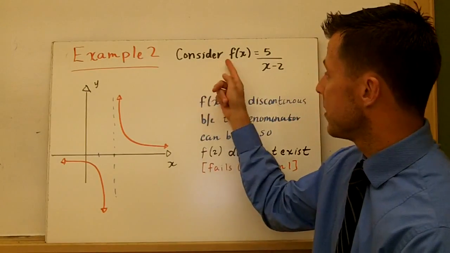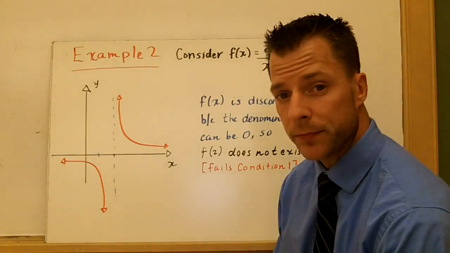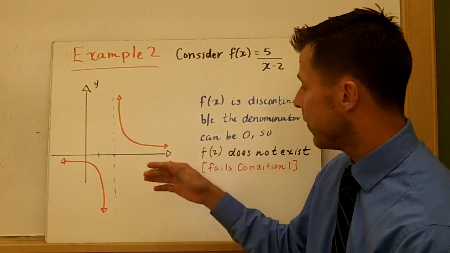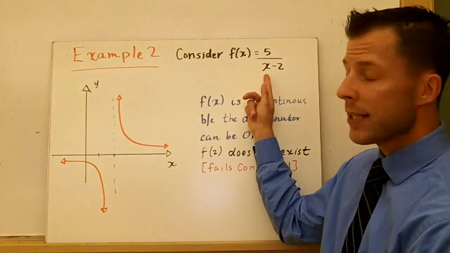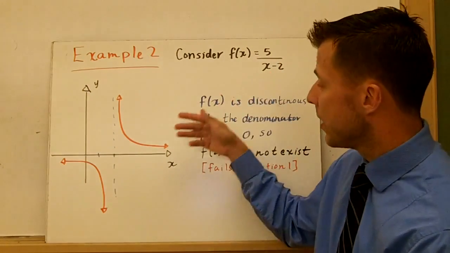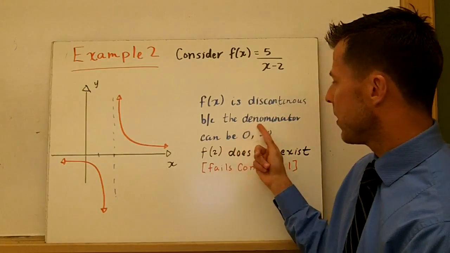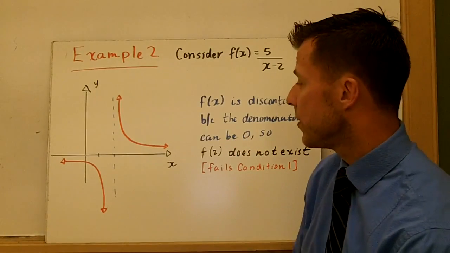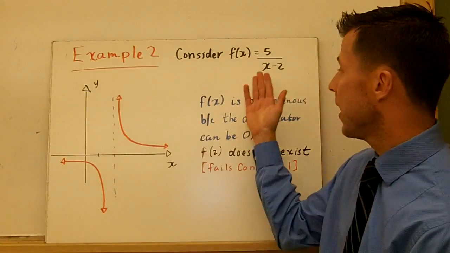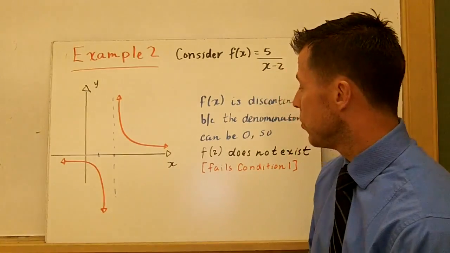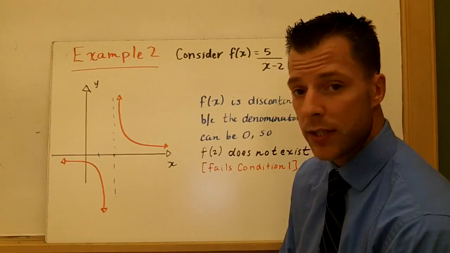Okay, in example 2, let's consider the function f of x equals 5 over x minus 2. Now, this function is discontinuous. This is called an essential discontinuity, right? We can't simplify this quotient, and so we have a vertical asymptote at 2. Now, this is a discontinuous function because the denominator can be 0. So f of 2 does not exist. We can't eliminate that. So if we put 2 in for x, we get something that's undefined.